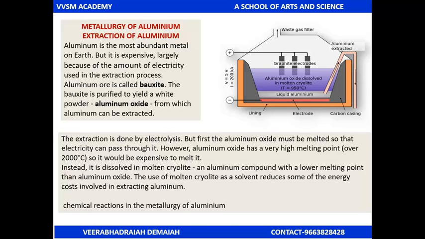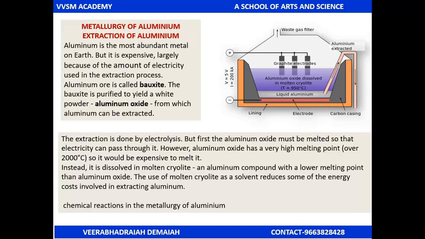The bauxite is purified to yield a white powder, aluminium oxide, from which aluminium can be extracted. The extraction can be done by electrolysis, but first the aluminium oxide must be melted so that the electricity can pass through it. However, aluminium oxide has a very high melting point of over 2000 degrees Celsius, so it would be expensive to melt it. Instead, it is dissolved in molten cryolite, an aluminium compound with a lower melting point than aluminium oxide. The use of molten cryolite as a solvent reduces some energy costs involved in extracting aluminium.